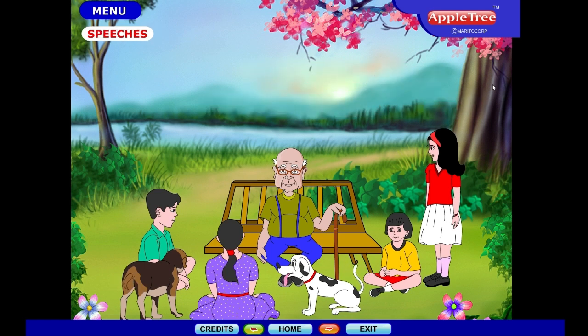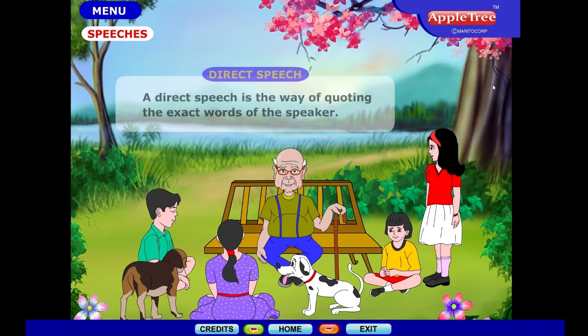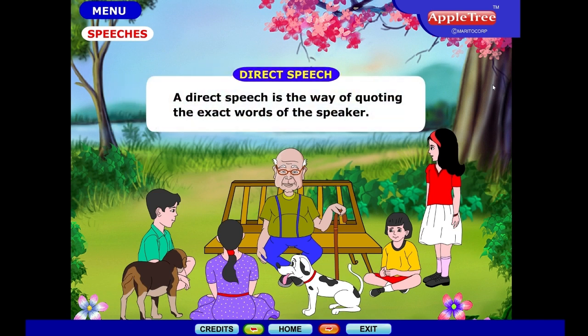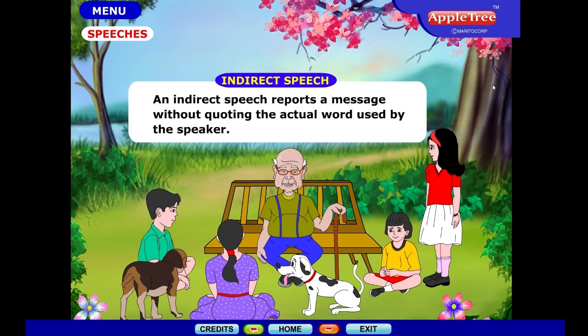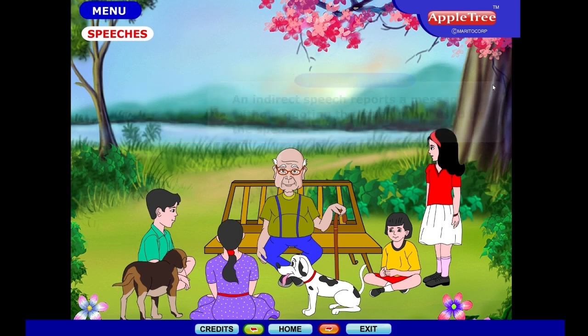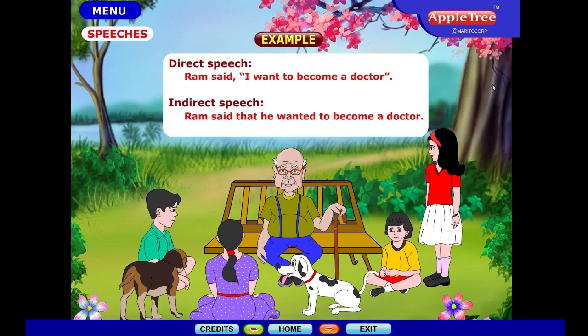Grandpa, what are direct and indirect speeches? A direct speech is the way of quoting the exact words of the speaker. An indirect speech reports a message without quoting the actual word used by the speaker. Here are the examples for direct and indirect speeches. Direct speech. Ram said, I want to become a doctor.